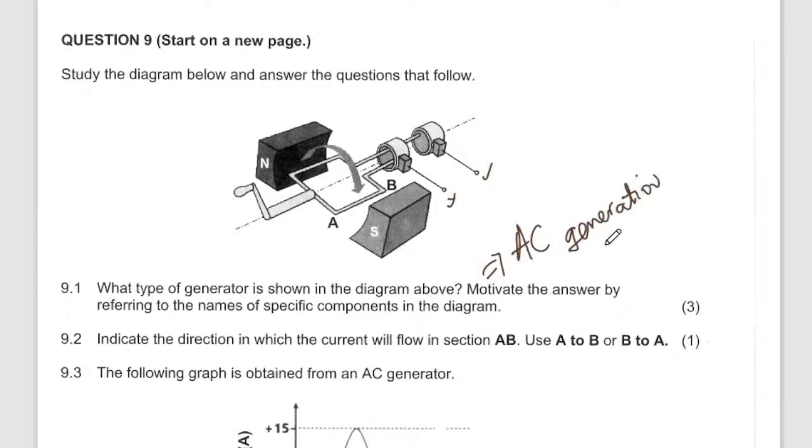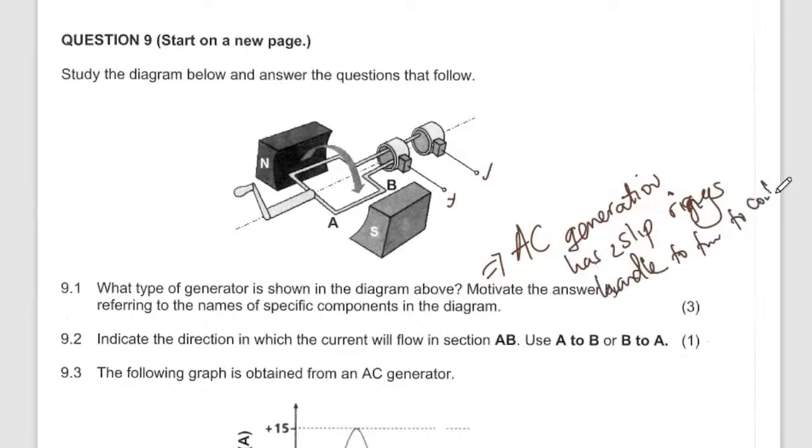Okay, number one, it has two slip rings. That's number one. And then number two, it has a handle, which will be turned for you. If it was connected to, let's say, a power supply or something, then you definitely would reduce it.